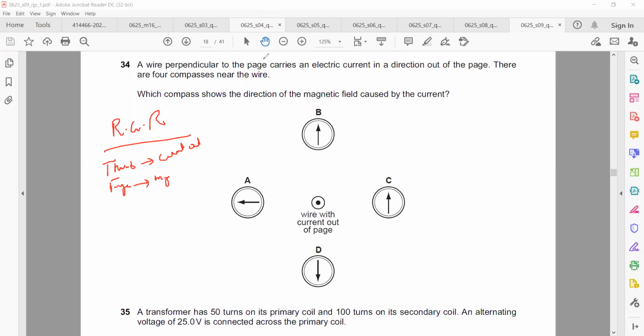When your thumb is pointing out of the screen and fingers turned around it, how will the direction of the magnetic field appear? It will appear in this manner. So which compass needle is showing the correct direction? C is showing the correct direction of the magnetic field.